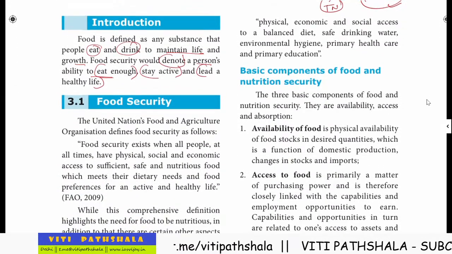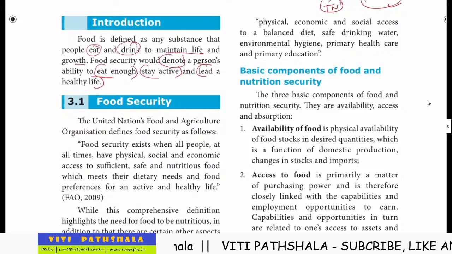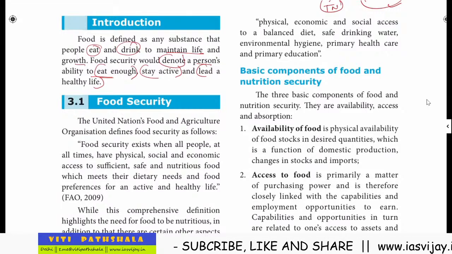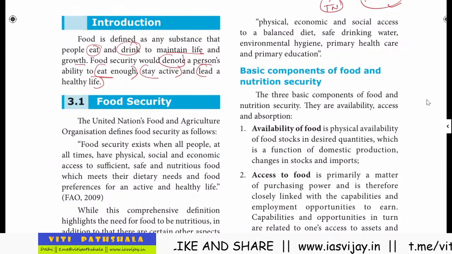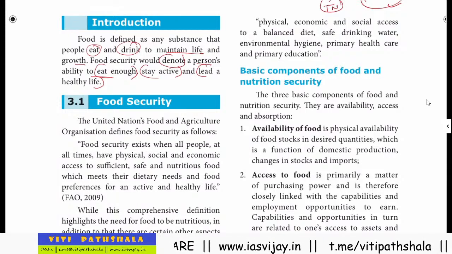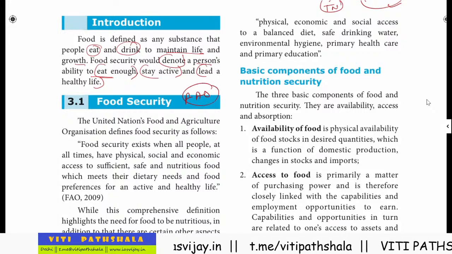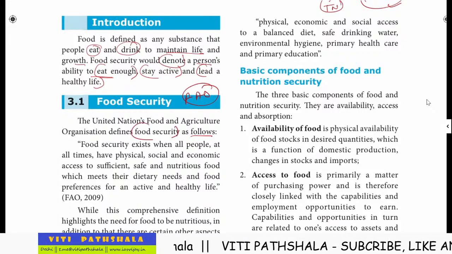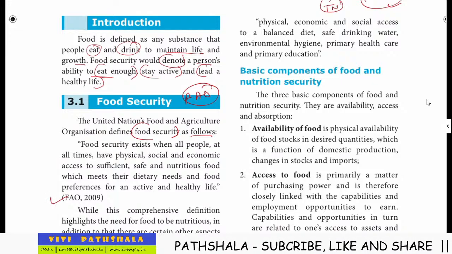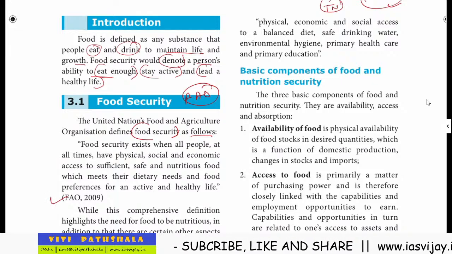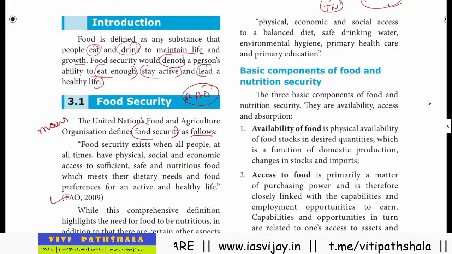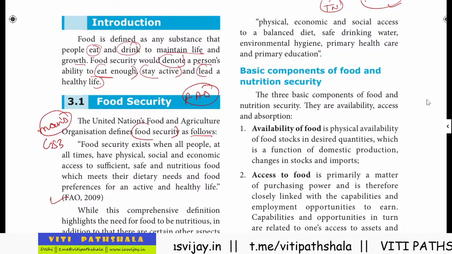Now about food security, the United Nations Food and Agriculture Organization, that is the FAO, defines food security as follows. So this is the definition they have taken from the FAO website itself. So that is the definition you have to remember for the mains exam, and in the mains also in the GS3 part.